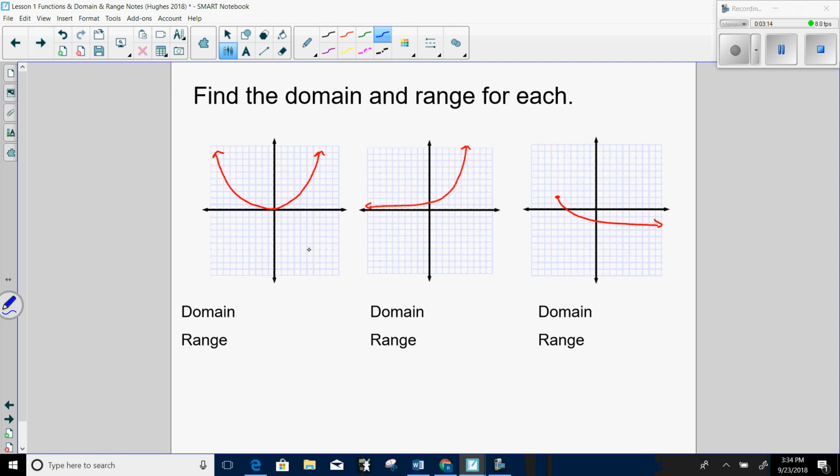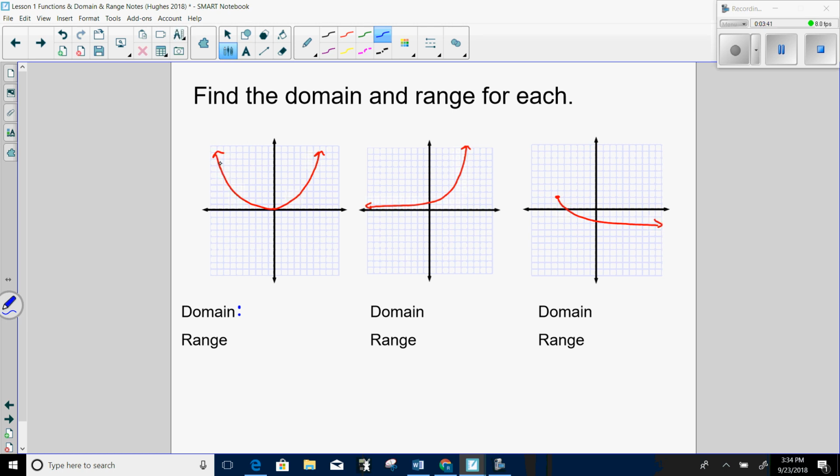Okay. Domain. Domain is the inputs, the x values. So from a graph, basically what you do is you look at the graph from left to right. So if I look at this graph from left to right, I have to figure out what x values are associated with this graph or this red line up here. So if I look at this, domain is the x values. So what I do is I start at the left-hand side of my graph and I start to trace. Well, I've got to figure out where this graph starts on the left-hand side.